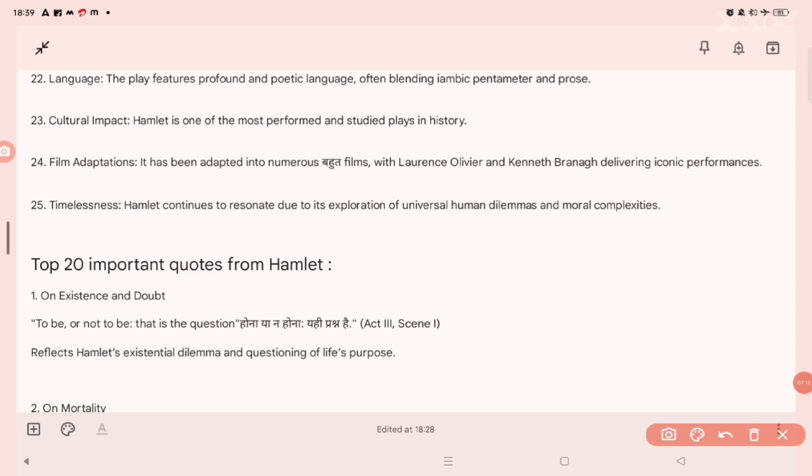Language: the play features profound, poetic language, often blending iambic pentameter and prose. Cultural impact: Hamlet is one of the most performed and studied plays in history. Timeless: Hamlet continues to resonate due to its exploration of universal human dilemmas and moral complexities.